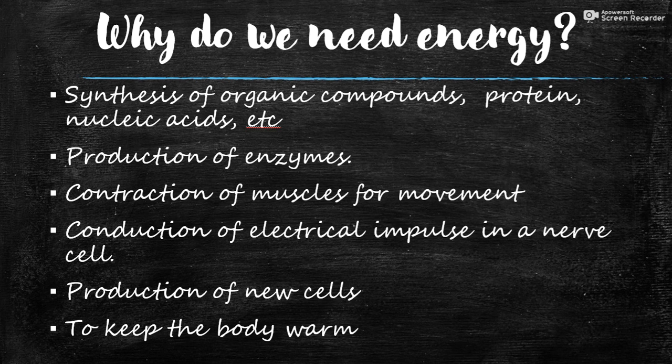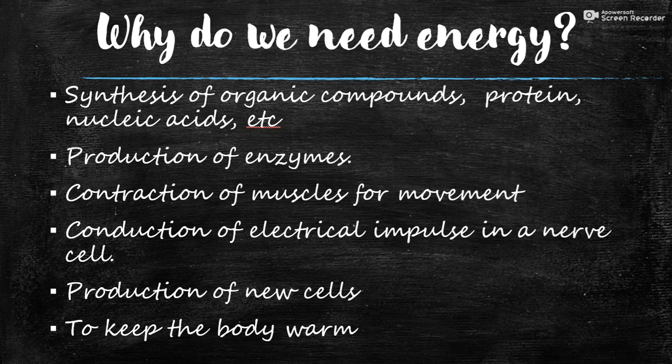Contraction of muscles for movement. We learned about the skeletal system. The bone will not move on its own in an animal when it needs to move. So the muscles have to contract and relax simultaneously to move the bone. To contract the muscles, the muscle cells require too much energy. You all know that when you want to run, or go trekking, you need too much energy, right? Yes. And then conduction of electrical impulse in a nerve cell.